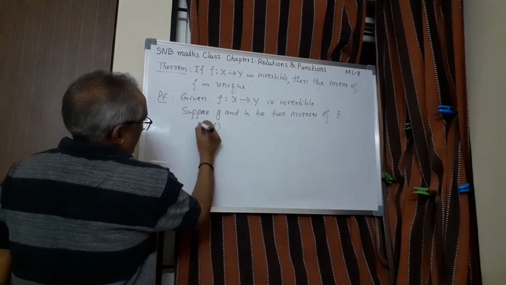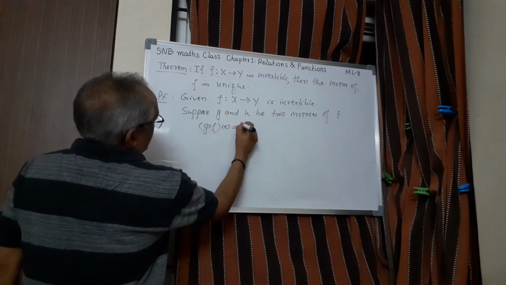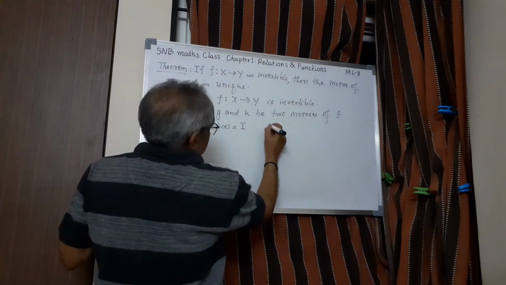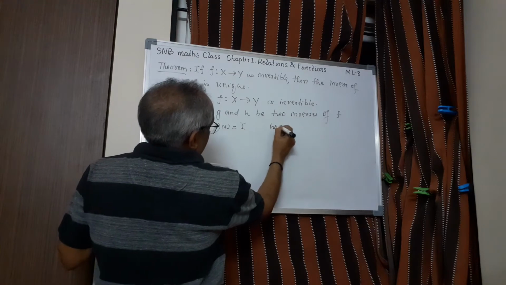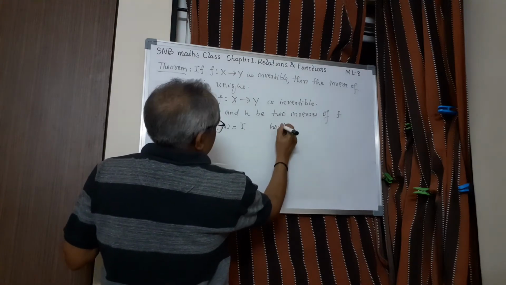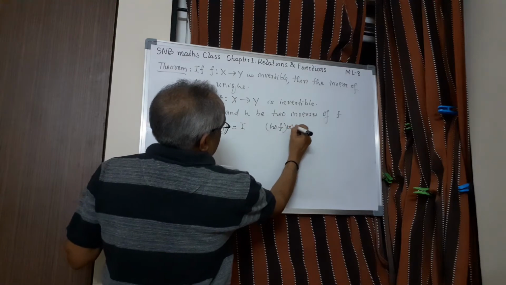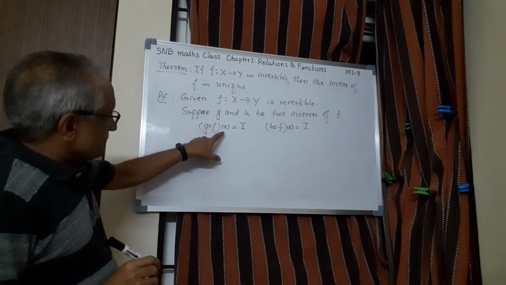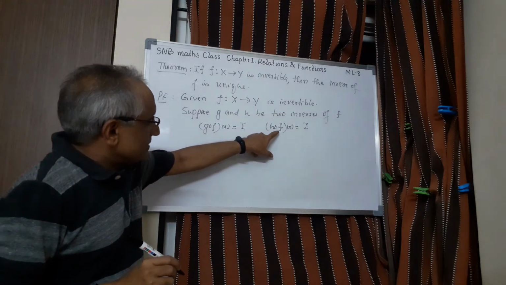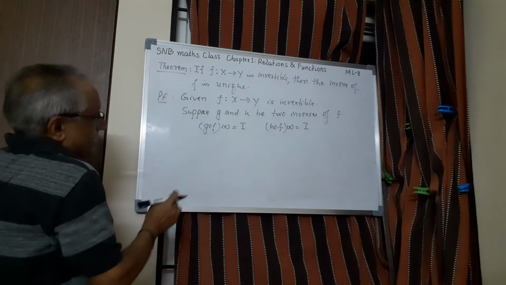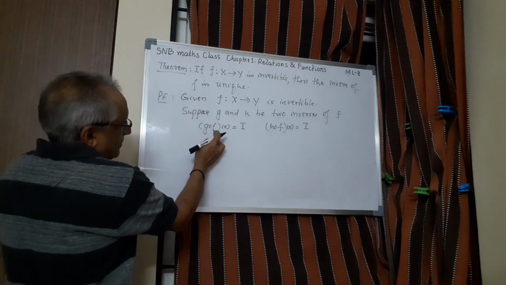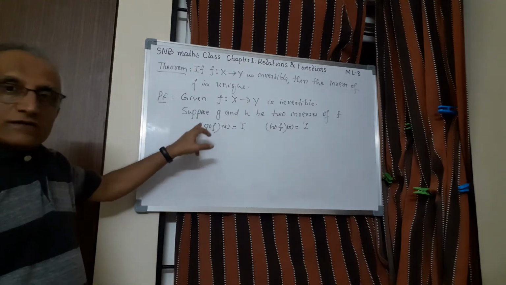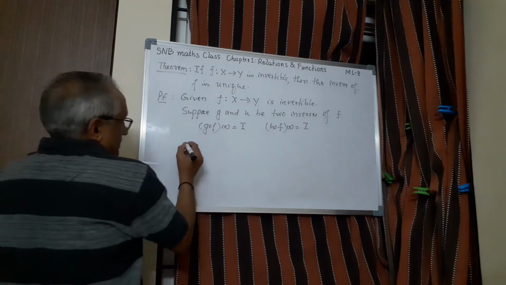So what should happen is g of f of x, this must be equal to I, and h of f of x, this also must be I only, because both are inverses. Therefore g of f equal to I, and h of f also must be equal to I. And in case of inverse function, g of f and f of g both are one and the same, commutative also.